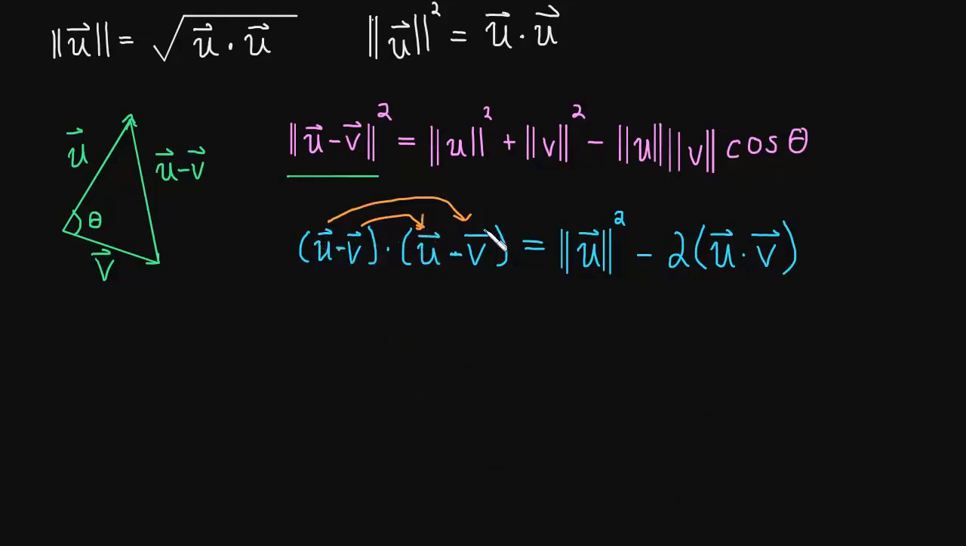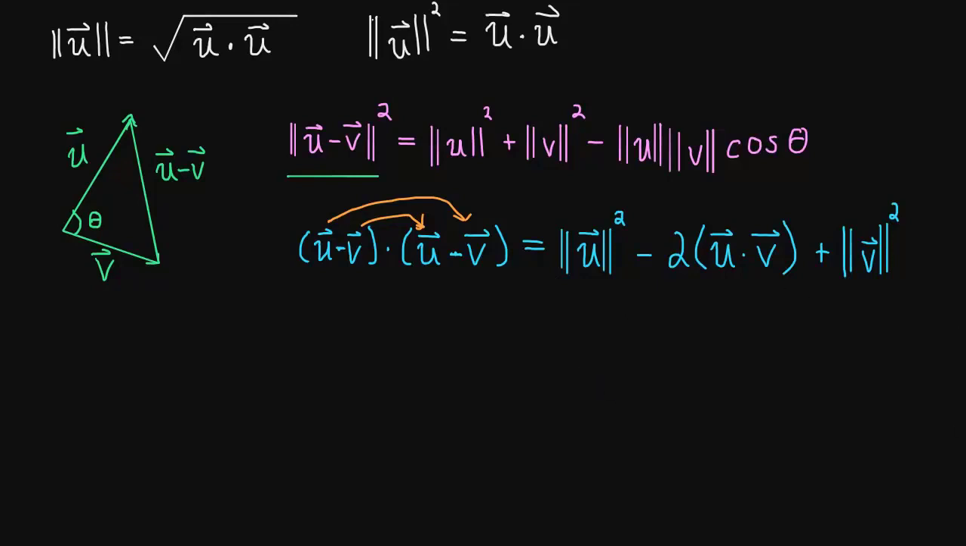But yeah, like I was saying, this u comes and multiplies that v. This v comes and multiplies that u. So we get minus 2 u dot v. Okay, and then finally v dotted with itself, well, it's both negative, so that's going to be plus the length of v squared. This is just v dot v. Okay, so this is what the left-hand side of the equation becomes.